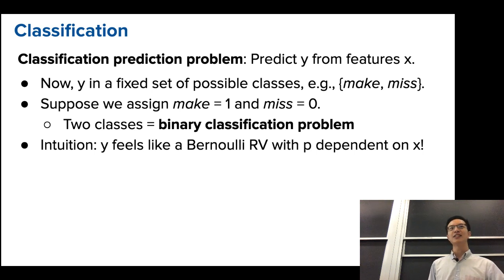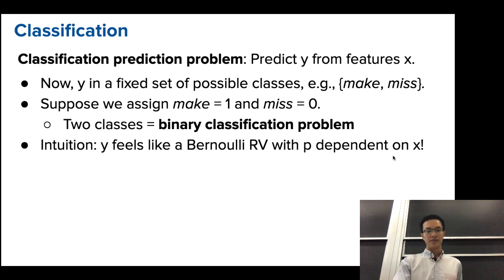Now, it's not exactly a Bernoulli random variable, because the probability P is dependent on X. So for example, if a basketball player takes a shot really close to the hoop, you might guess that that person will make the shot more often than if he takes the shot from really, really far away. So it's not exactly a Bernoulli, but we can consider it a Bernoulli if we say that P is dependent on X.